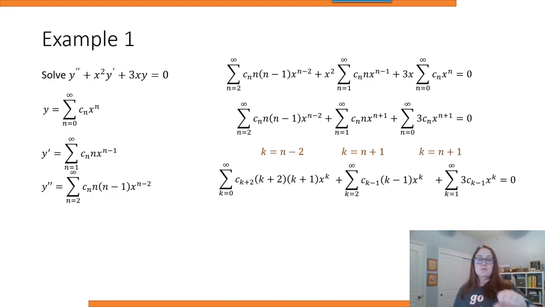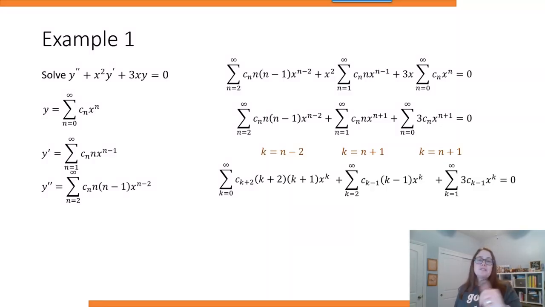So for the first one, k starts at 0. So I need to pull out the k equals 0 term and the k equals 1 term. And then this series will start at 2. And for the third one that starts at 1, well, I just need to pull out that first one so that it will start at 2 as well. And I'm just going to take these, pull them out of the sums. They're going to end up out in front of everything. We're not going to forget about them, but we do need to separate them from the sums.